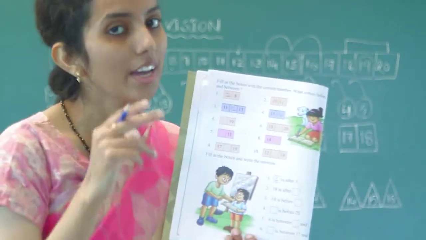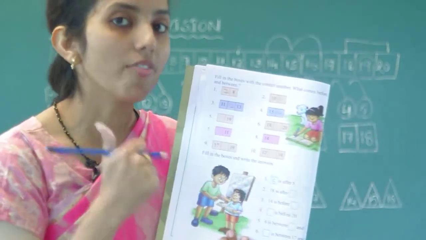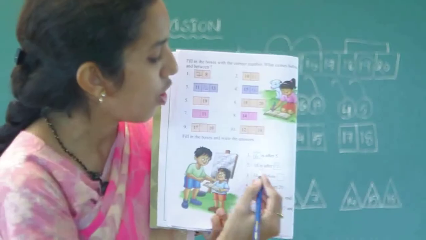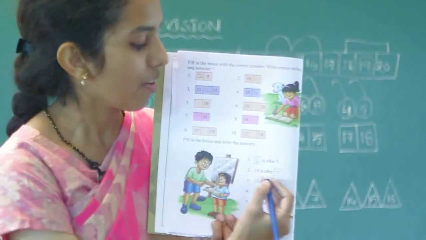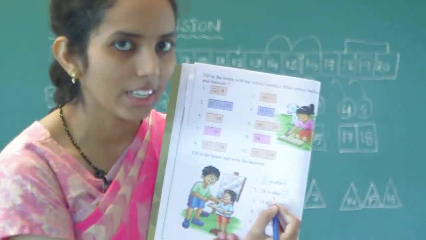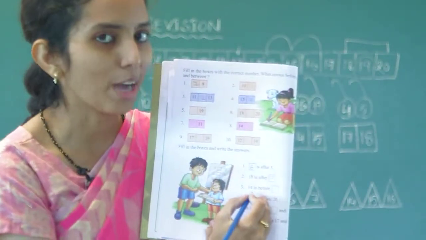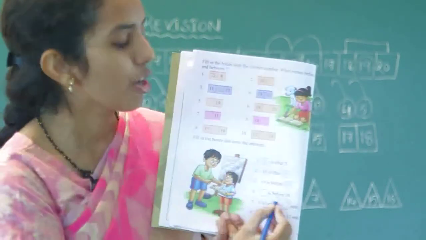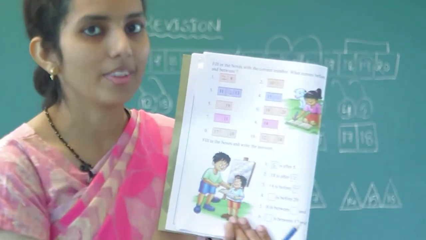6 is after 5. 18 is after which number? Here the word after is given, but what is he telling? 18 is the after number. Of which number? 17. After 17, 18 comes. So we have to write 17. 14 is before. 14 comes before which number? 13? No. 13 is the before number of 14. Here 14 comes before 15.